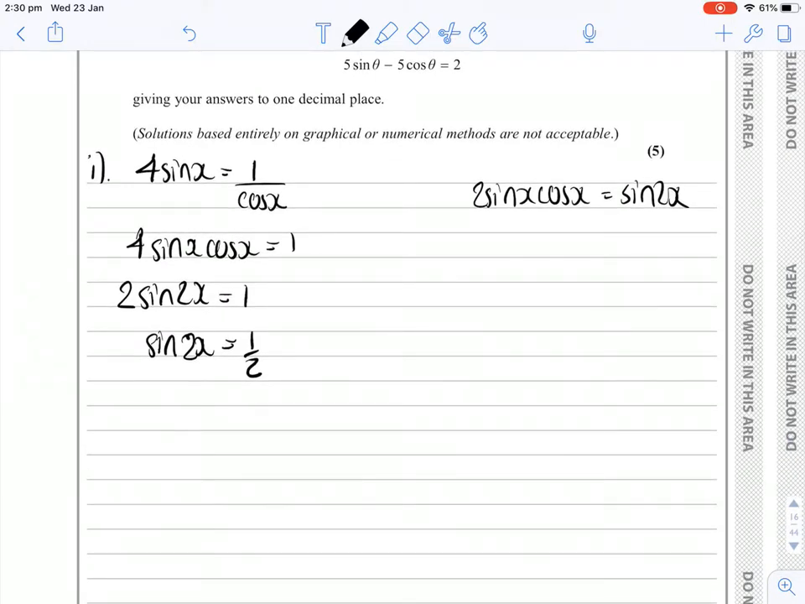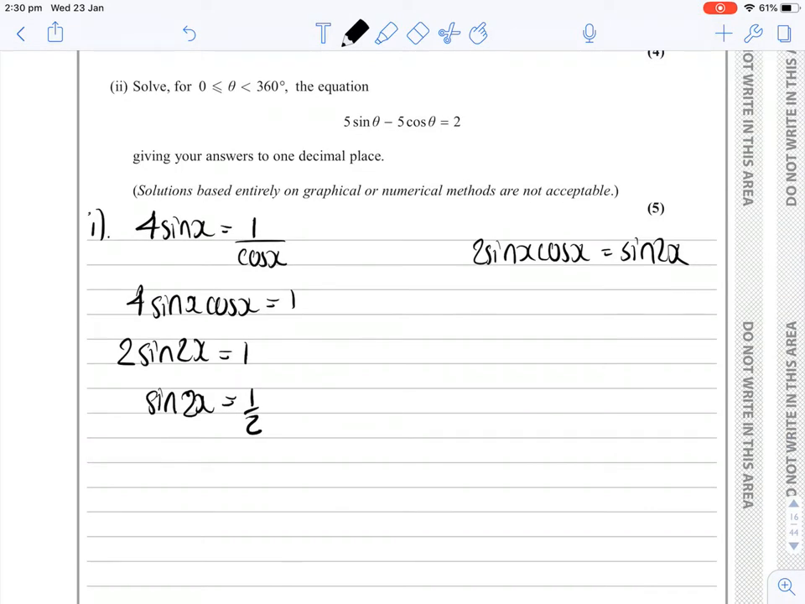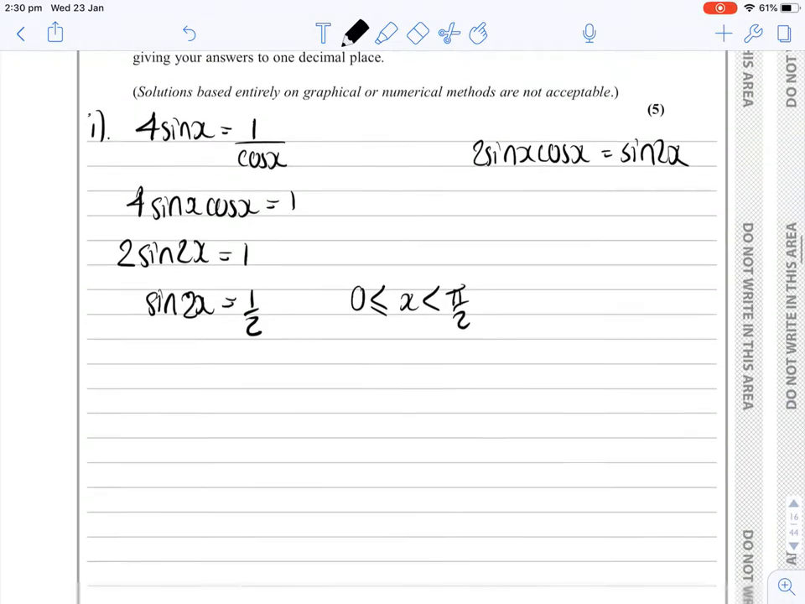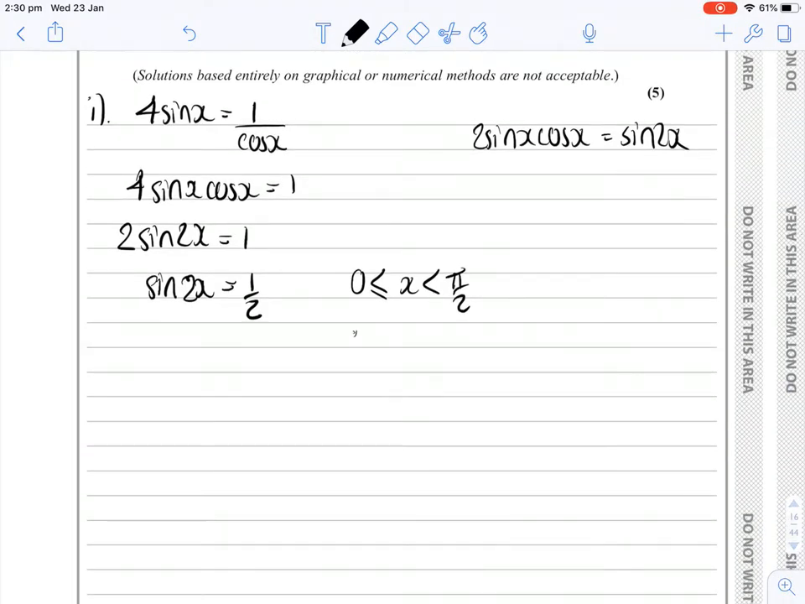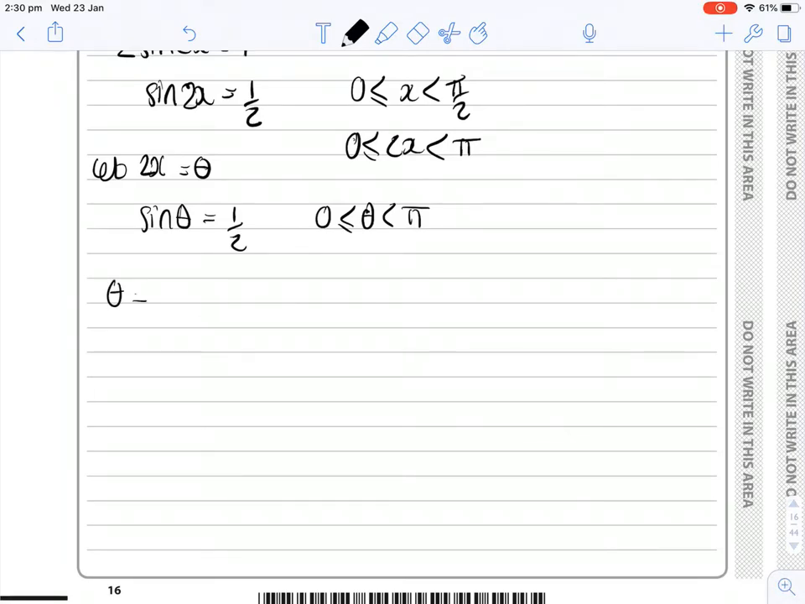So from there, we were originally looking when x is between 0 and pi over 2. So we are now looking at 2x between 0 and pi. So now we let 2x equal theta, and we've got sine theta is equal to a half, where theta is between 0 and pi. So inverse sine of a half, we get theta is going to be pi over 6.